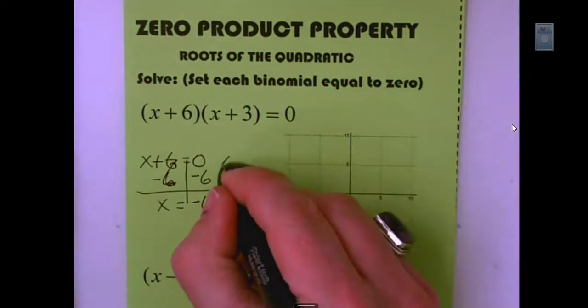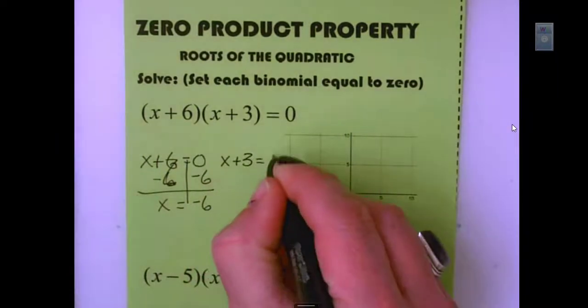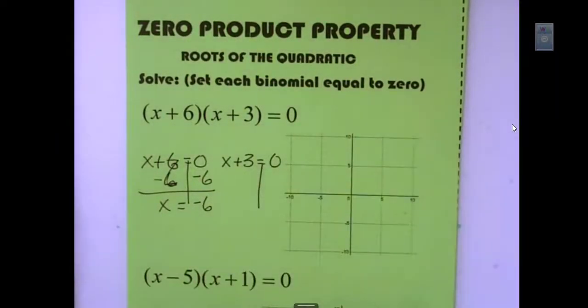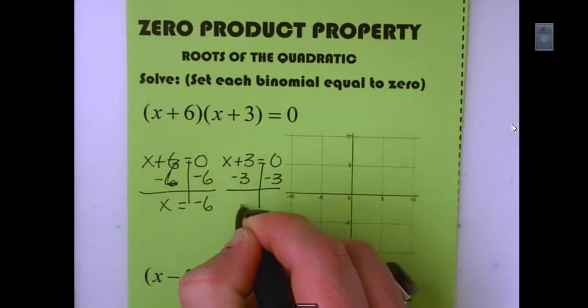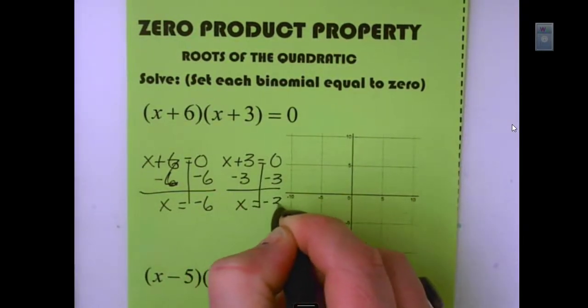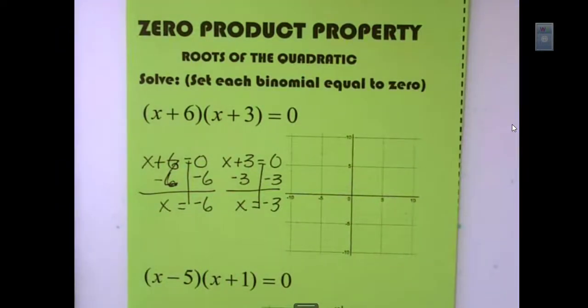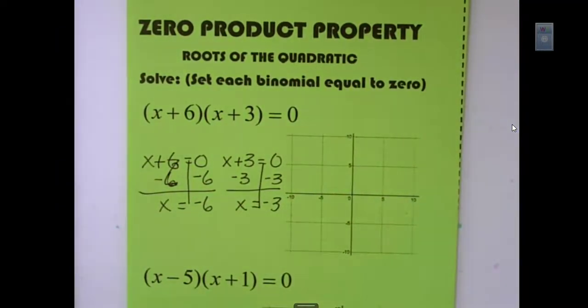The other value, x plus 3 equals 0. Same thing, it's a one-step equation. I subtract 3 from both sides, and I get x equals -3. Now I'm going to go to Desmos, and I'm going to type these in.